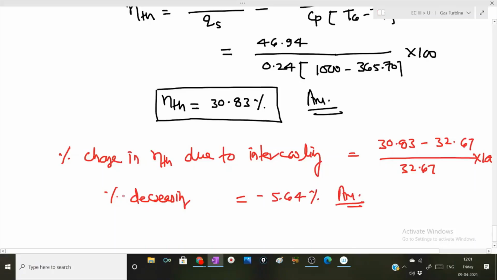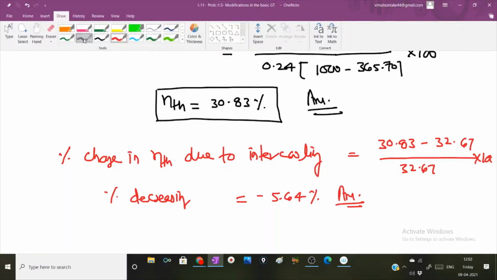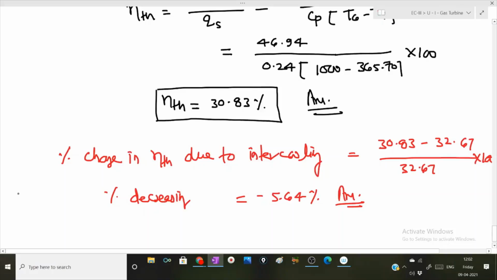So actually in theory we have seen intercooling only causes increase in the specific work output. It does not affect thermal efficiency. But here you can see there is a decrease in thermal efficiency during intercooling process. Okay. Now process, I think time is up. It is 12 o'clock.